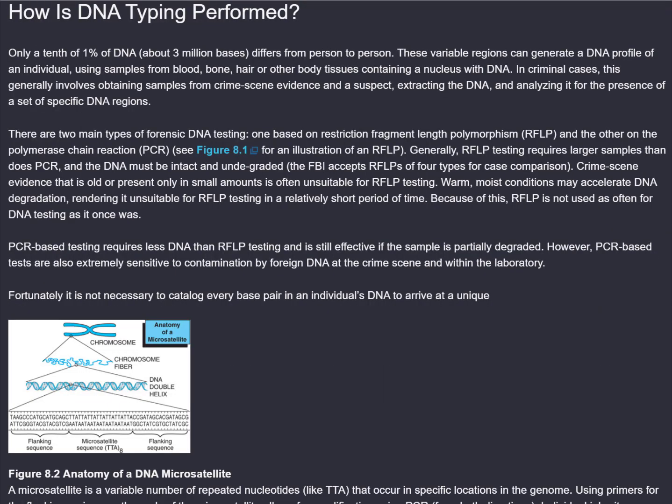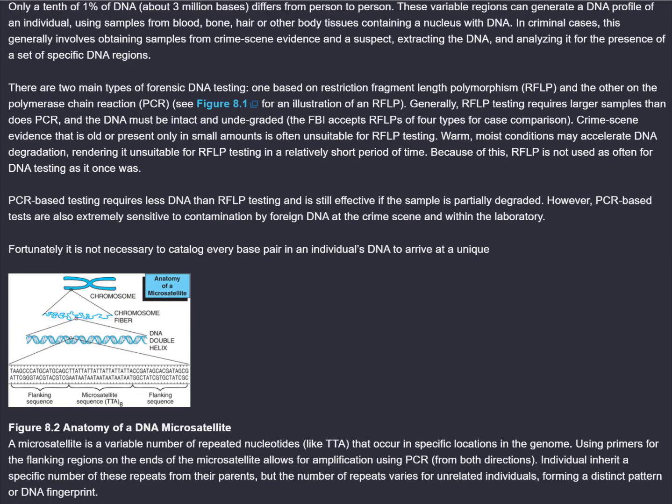How is DNA typing performed? Only 0.1% of DNA, about 3 million bases, differs from person to person. These variable regions can generate a DNA profile of an individual, using samples from blood, bone, hair, or other body tissues containing a nucleus with DNA. In criminal cases, this generally involves obtaining samples from crime scene evidence and a suspect, extracting the DNA, and analyzing it for the presence of a set of specific DNA regions.